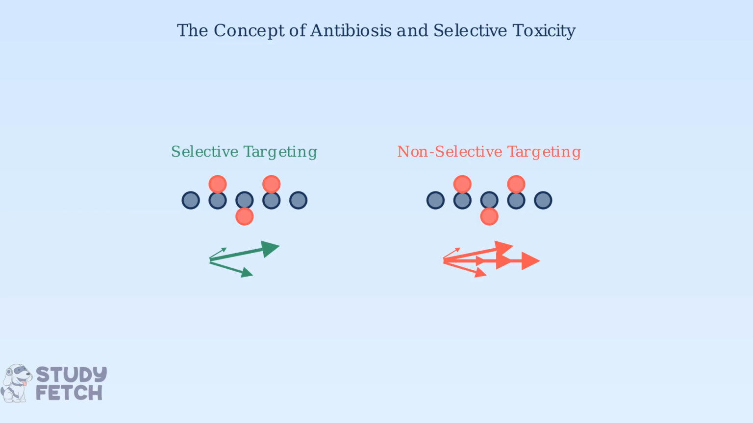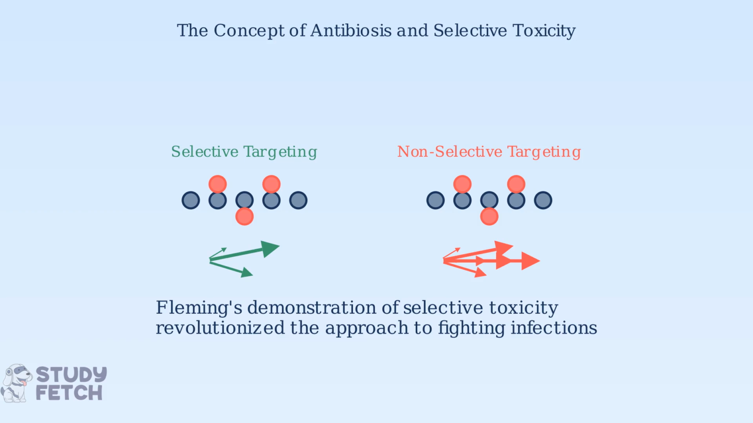Selective toxicity is what distinguishes effective antimicrobials from general toxins. Unlike chemicals that destroy all cells indiscriminately, antibiotics like penicillin target specific bacterial structures. Fleming's demonstration of selective toxicity revolutionized the approach to fighting infections and laid the groundwork for modern antimicrobial therapy.